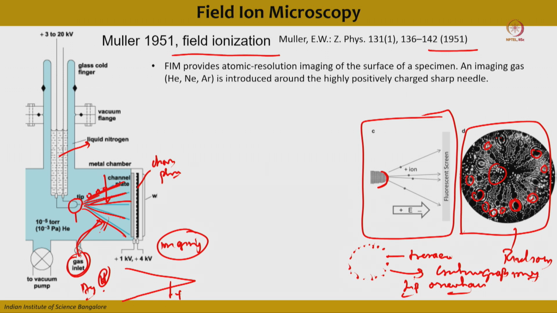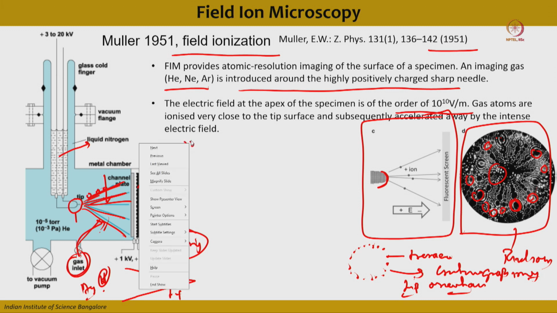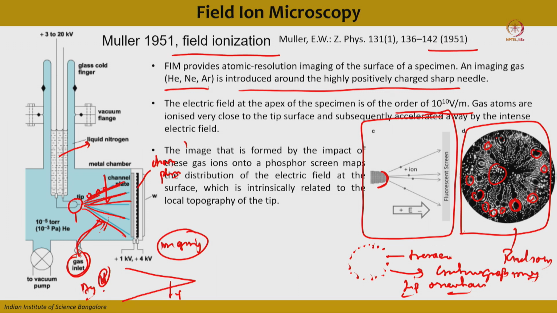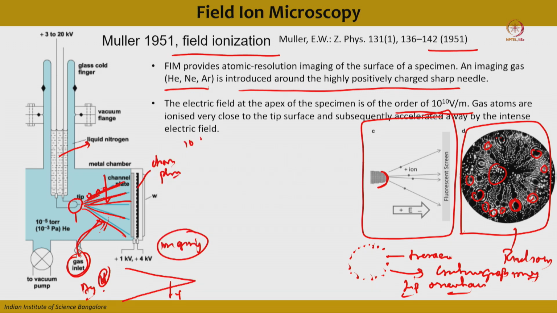An imaging gas, we can use helium, neon, argon, is introduced around the highly positively charged sharp needle. Then the electric field around the apex of the specimen, as I told you, is of the order of 10 raised to the power 10 volt per meter. It means 10 volt per nanometer. Such a high electric field is generated when you apply a voltage to a sharp needle.